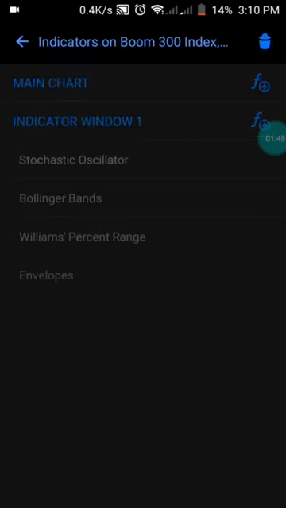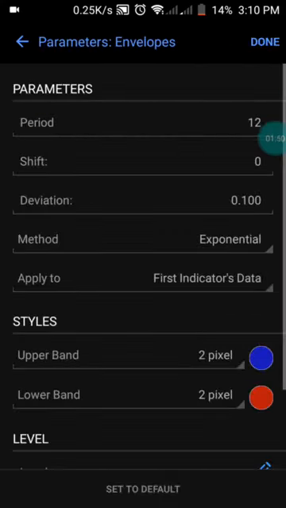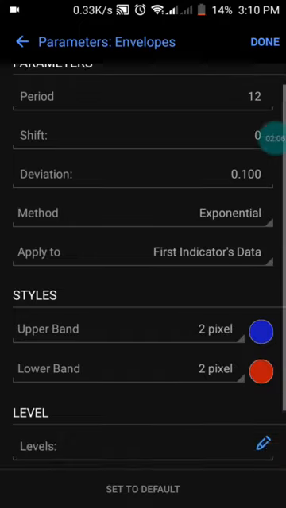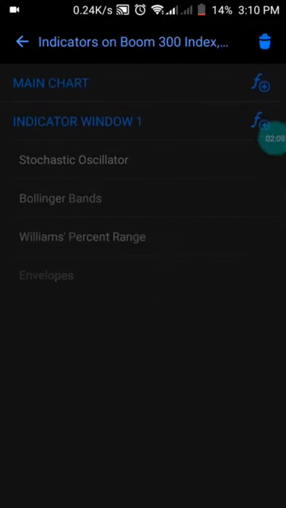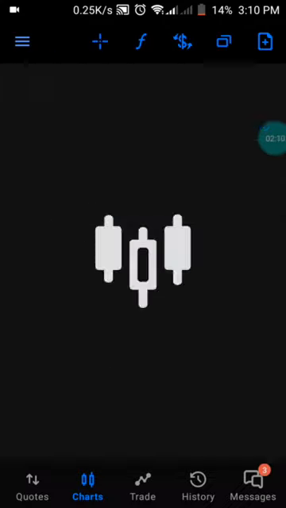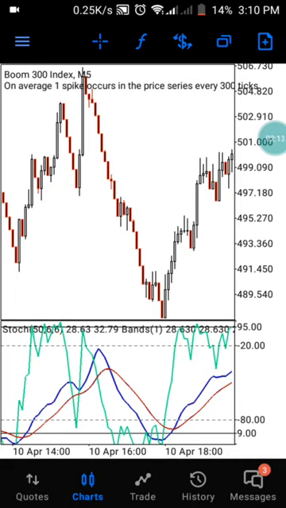You can press done, and I have my envelope, period of 12, shift of 0, and I have my deviation at 0.100. I have my method to be exponential, applied to first indicator data. Then the upper band and the lower band are in this color, so you can also choose any color of your choice. Then you press done. When you have this, you will have the same settings I have here on my chart.